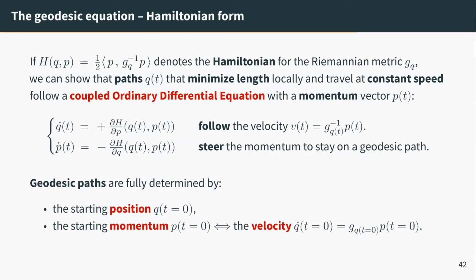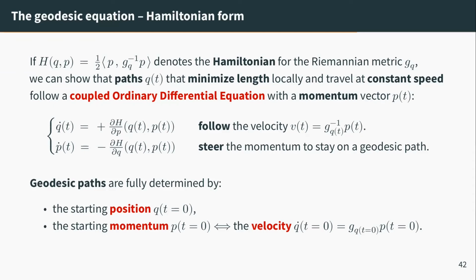Where you couple the position with a momentum vector p(t). So at every point q(t), you also have a momentum vector. And the equations look like this. The velocity, the evolution of the position q(t), so q-dot(t), is given by just the partial differential of the Hamiltonian with respect to p at your current state in phase space. So at current position q(t) and momentum p(t), you compute this partial differential and it gives you the velocity that you should follow.